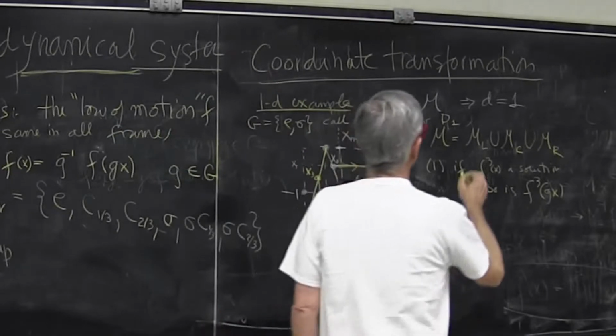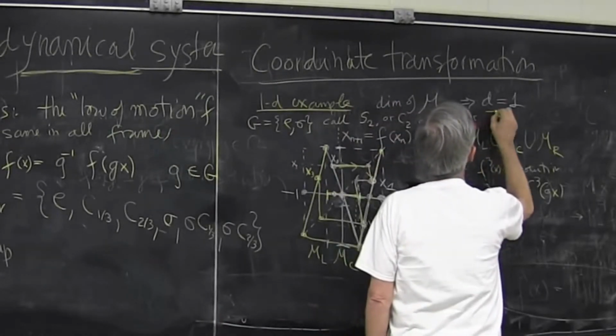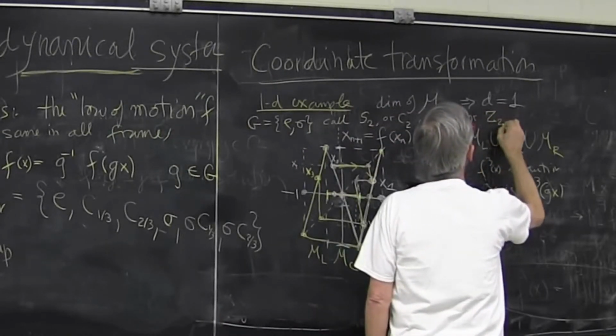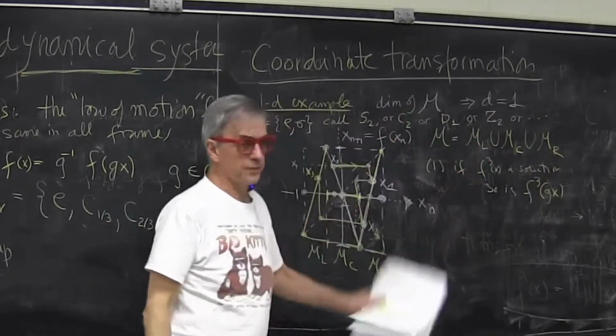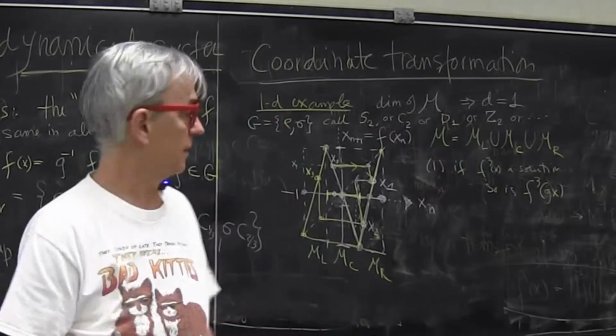It has all kinds of names. Or Z2, if you're an applied mathematician, or whatever. So for these very simple groups, they have lots of names, but later on they get more specific.